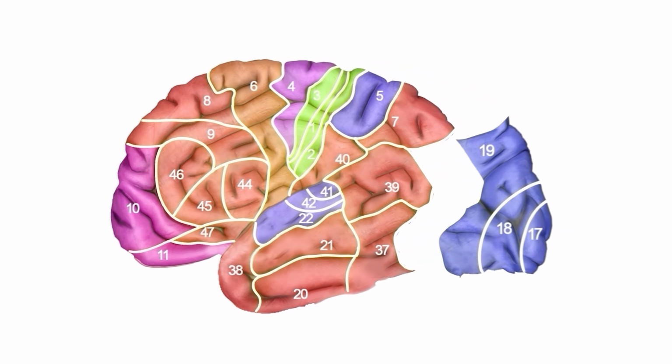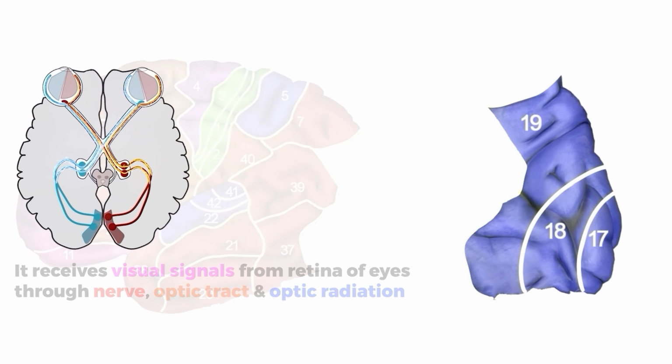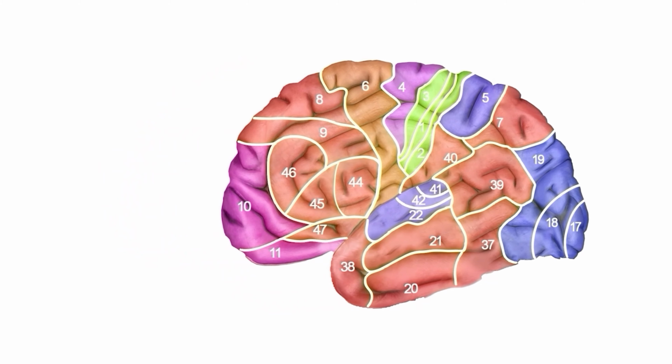And areas 17, 18, and 19 are the visual cortex, which receives optical signals from the optic nerve, optic chiasma, lateral geniculate body, and pretectal region, as well as the optic radiation. And finally, the visual signals are processed in the occipital cortex.